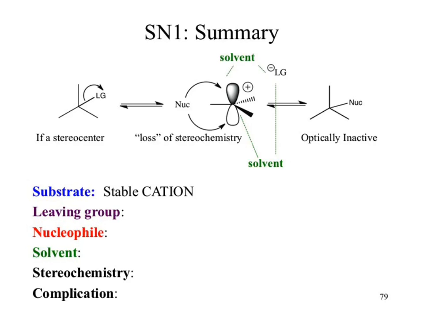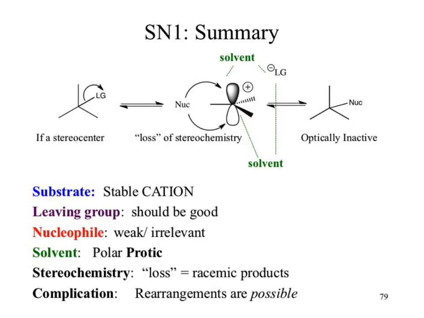For an SN1, our substrate, we want a stable carbocation. That's what dictates it. Leaving group should be good. Nucleophile, it's weak and or irrelevant for the SN1. These are all things we've already addressed and talked about. They just haven't been explicitly summarized. So I want to draw your attention to those slides, even though I'm going to double back here in a second, because you should be using those slides to answer questions in Chapter 9.